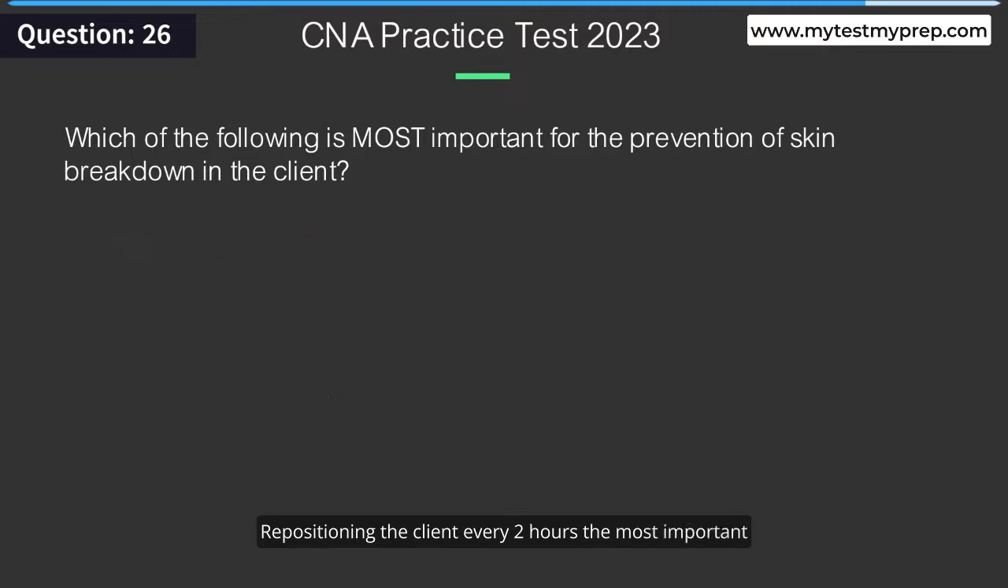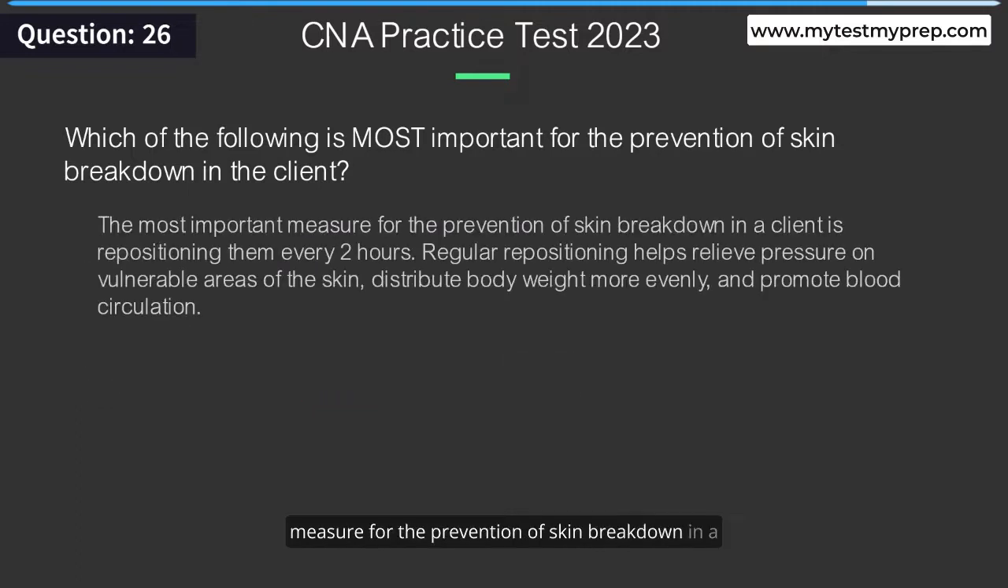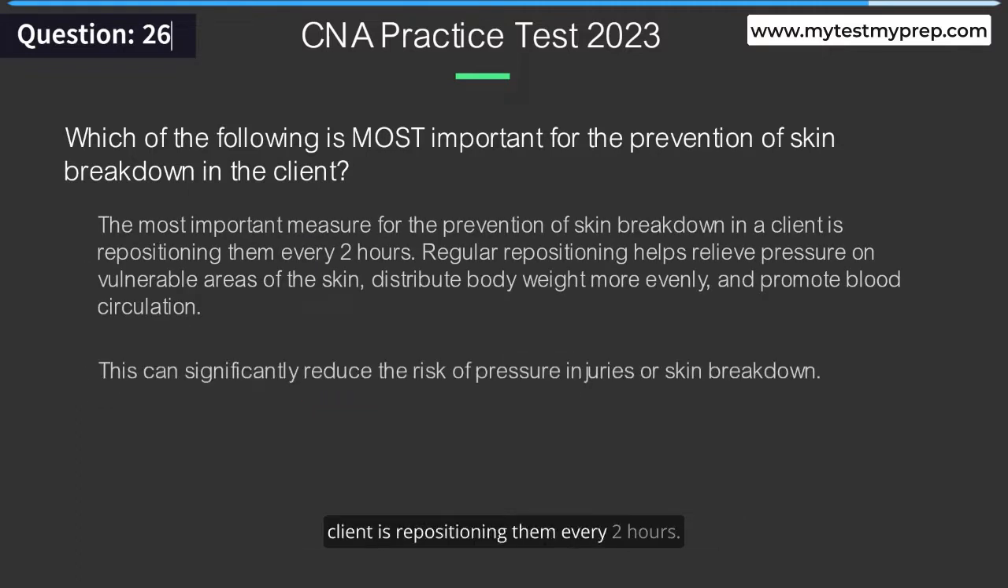The most important measure for the prevention of skin breakdown in a client is repositioning them every 2 hours. Regular repositioning helps relieve pressure on vulnerable areas of the skin, distribute body weight more evenly, and promote blood circulation. This can significantly reduce the risk of pressure injuries or skin breakdown.